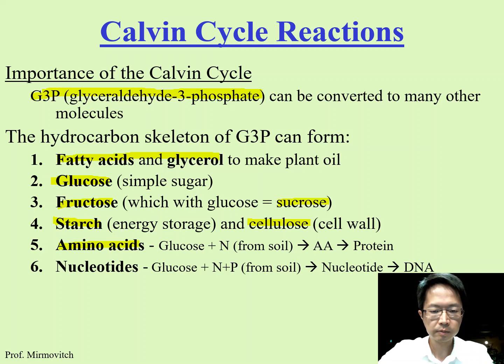Amino acid basically uses glucose, and then adds a nitrogen. Nitrogen is coming from the soil, and then you form amino acid. Amino acid is the monomer for protein. I hope you still remember what we learned at the beginning of the semester. It can also make nucleotide. Nucleotide is basically glucose plus nitrogen and phosphate, which the plant absorbs from the soil. Nucleotide is the monomer for DNA. DNA is a polymer. Basically, G3P makes everything that we learned from the beginning of the semester. That's how efficient the plant is.